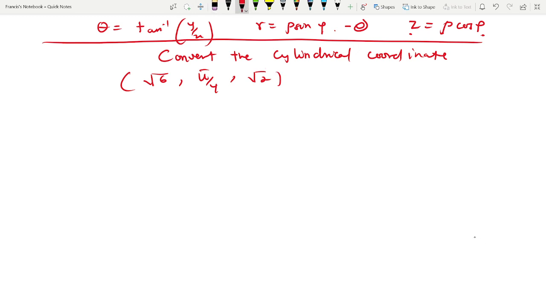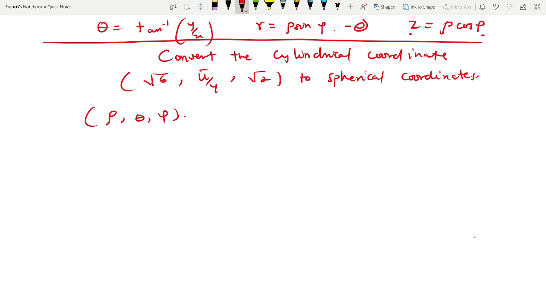So we are converting this to spherical coordinates. So how do we do this? To convert this cylindrical coordinate to spherical coordinates, you ask yourself, what are the parameters of spherical coordinates? I only need my rho, comma, theta, comma, phi, right?